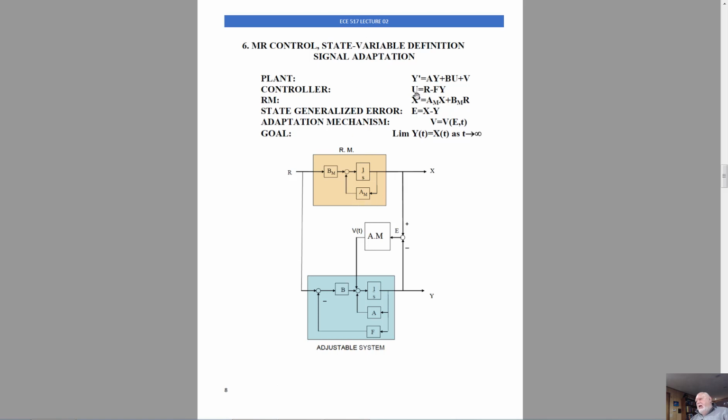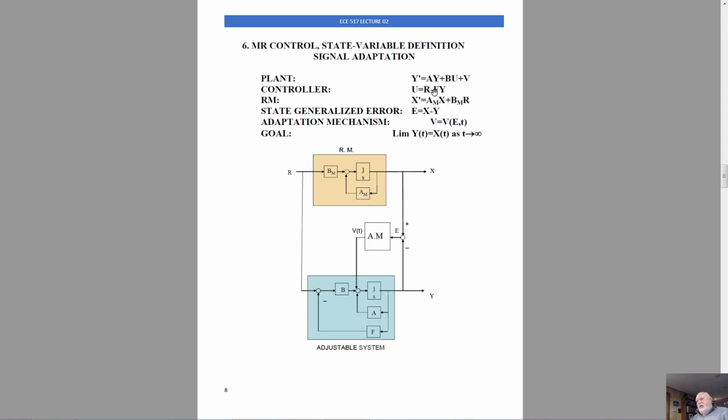For the controller, again, you can see the traditional definition of the controller, except filter in the reference channel is equal to a unit matrix. U is equal to R minus Fy. The F is the matrix of the controller that we use in state variable definition of the system.